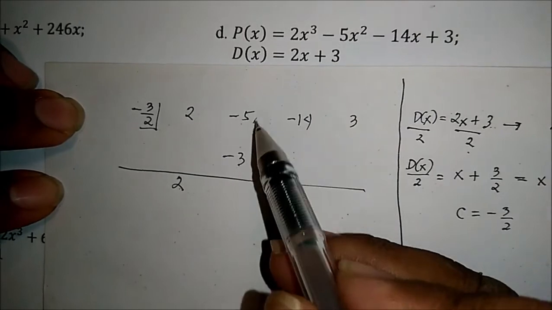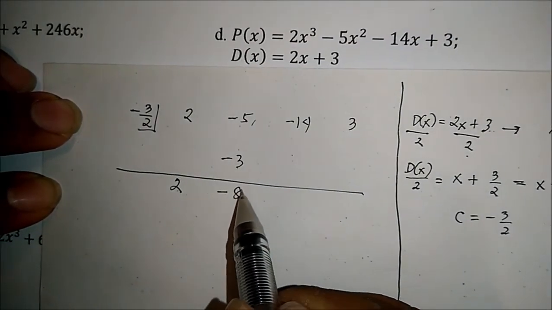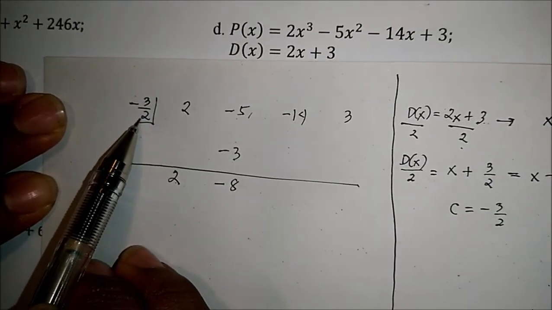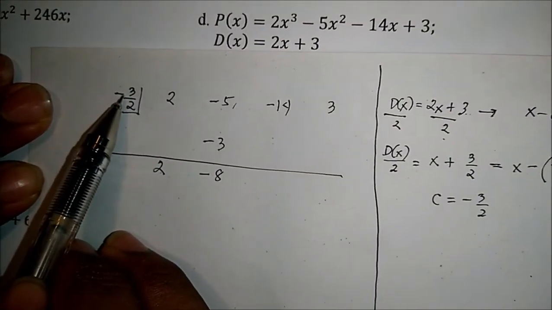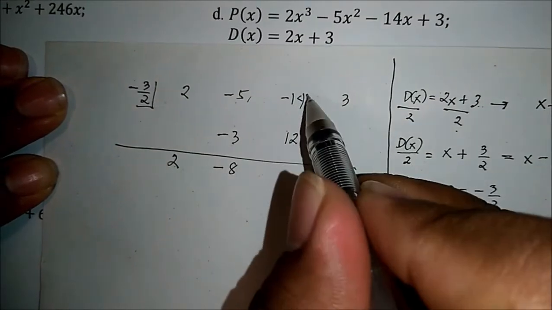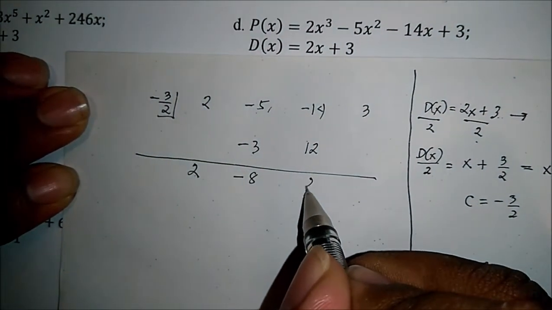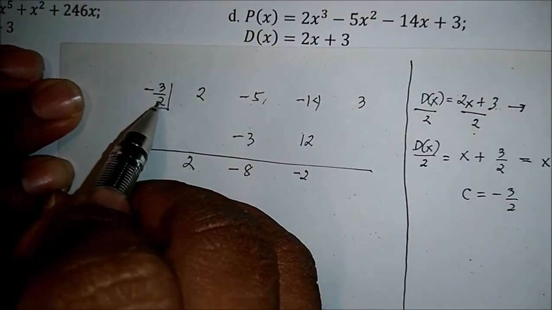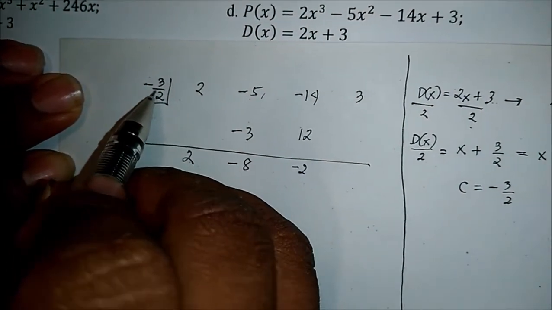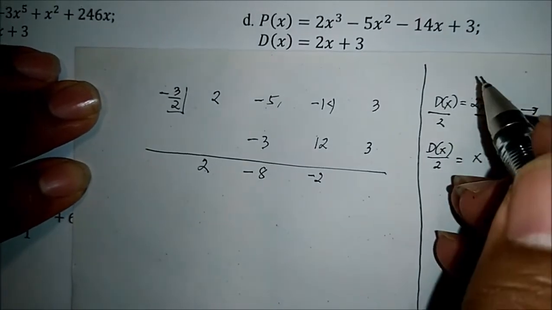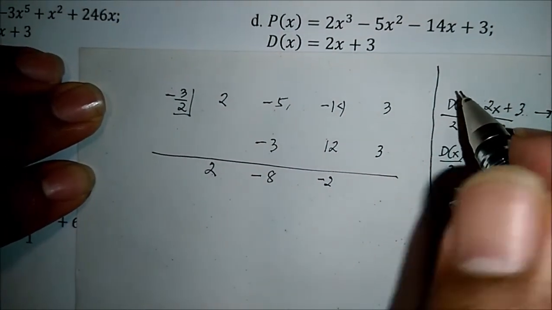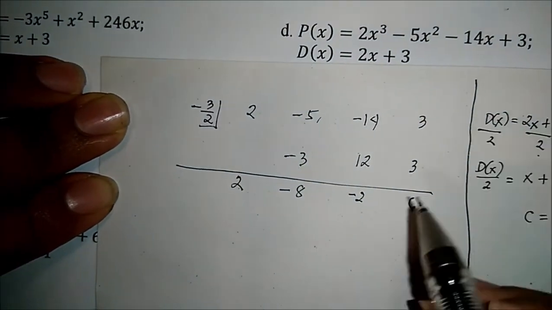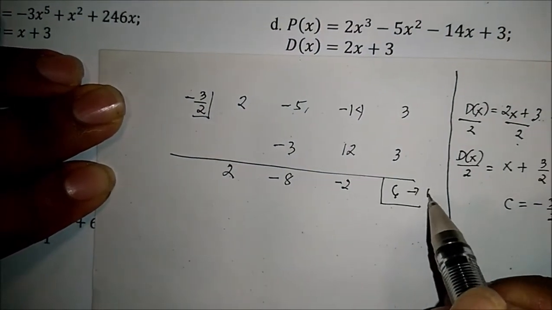Isulat sa next column, then let's add negative 5 plus negative 3 is negative 8. Negative 8 divided by 2 is negative 4, times negative 3 is positive 12. So, isulat natin dito. Then, negative 14 plus 12 is negative 2. Negative 2 divided by 2 is negative 1. Times negative 3 is positive 3. Then, we have 3 plus 3 is 6. So, in this case, this is our remainder.